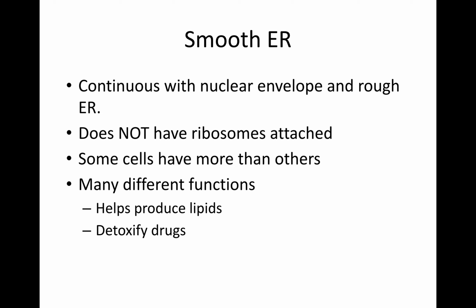The smooth ER is also continuous with the nuclear envelope and the rough ER, but it does not have ribosomes on it, so it's smooth, okay? Some cells have more than others, just depending on what organ they might be attached to, or what organ they make up. So smooth ER has many different functions. It can help produce lipids, or it can detox drugs and alcohol. So what organ do you think has a ton of smooth ER? I hope you said liver.